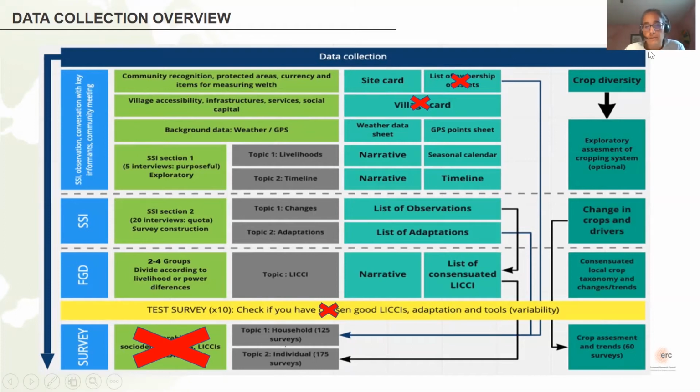And then in addition to that, there is the crop diversity group, and there is also a fisheries group. So this is people who are particularly interested in observations of different groups with specific livelihood activities.